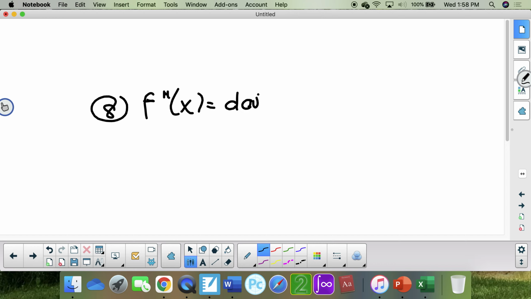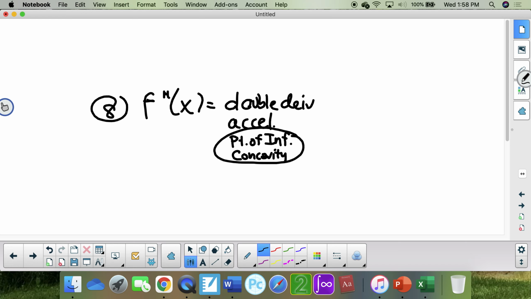Double derivative. It also stands for acceleration, right? Double derivative, acceleration. It also talks about, if they ask you about point of inflection, that deals with the double derivative. If they talk about concavity of something, points of inflection and concavity on a sign chart deal with the double derivative. So all those words, you would have to find the double derivative.